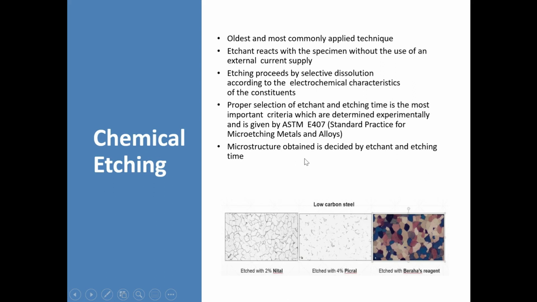In this chemical etching process, you just apply the reagent on the surface of the specimen. It will directly reveal the orientation of grains. No extra power supply or current supply is required in this process. The microstructure obtained is decided by the etchant and the etching time. So in low carbon steel, these are the different types of etchants used: 2% nital, 4% picral, and etching with Beraha's reagent.